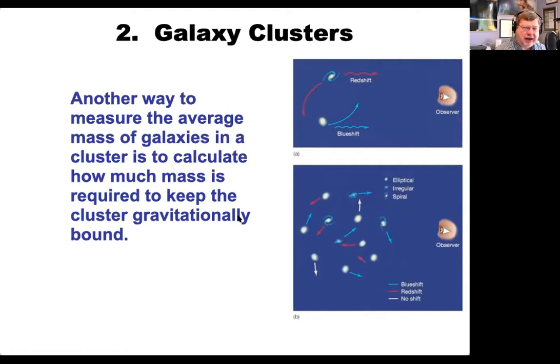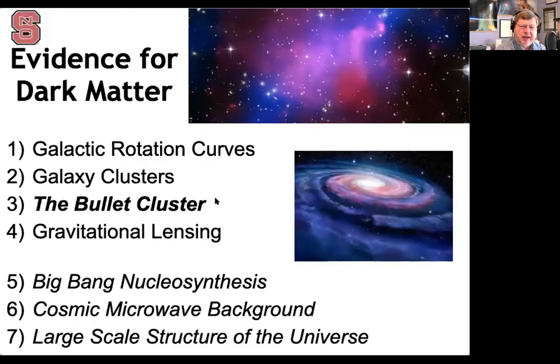And the second line of evidence is the fact that galactic clusters exist and they don't evaporate instantly. That's evidence number 2. Evidence number 3, I'm going to go over this in some detail. This is an observation that came out about 10 years ago, and it's of a single observation of 2 galaxies that have collided.